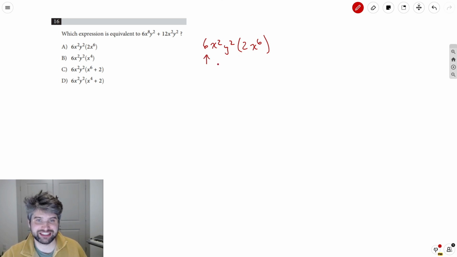We've got a 6 times an x squared times a y squared times a 2 times an x to the 6th. These parentheses here say do this first, but really, does it matter what order we multiply all these in? It really doesn't. So we can remove these parentheses and put a dot here to say that this is y squared times 2. All right, we've got 5 factors multiplied together.